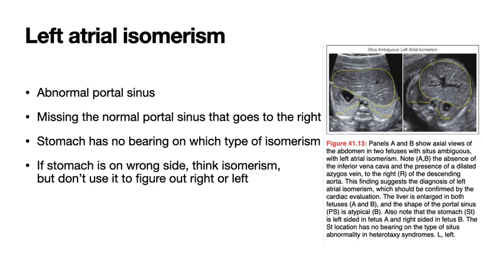Now, if you see the stomach on the wrong side, the right side, just think heterotaxy. The stomach is the one thing that doesn't seem to have any bearing on which type of isomerism. You would think it would, but it doesn't. So yeah, stomach's on the wrong side, think, okay, some sort of isomerism, but it's not right or left.